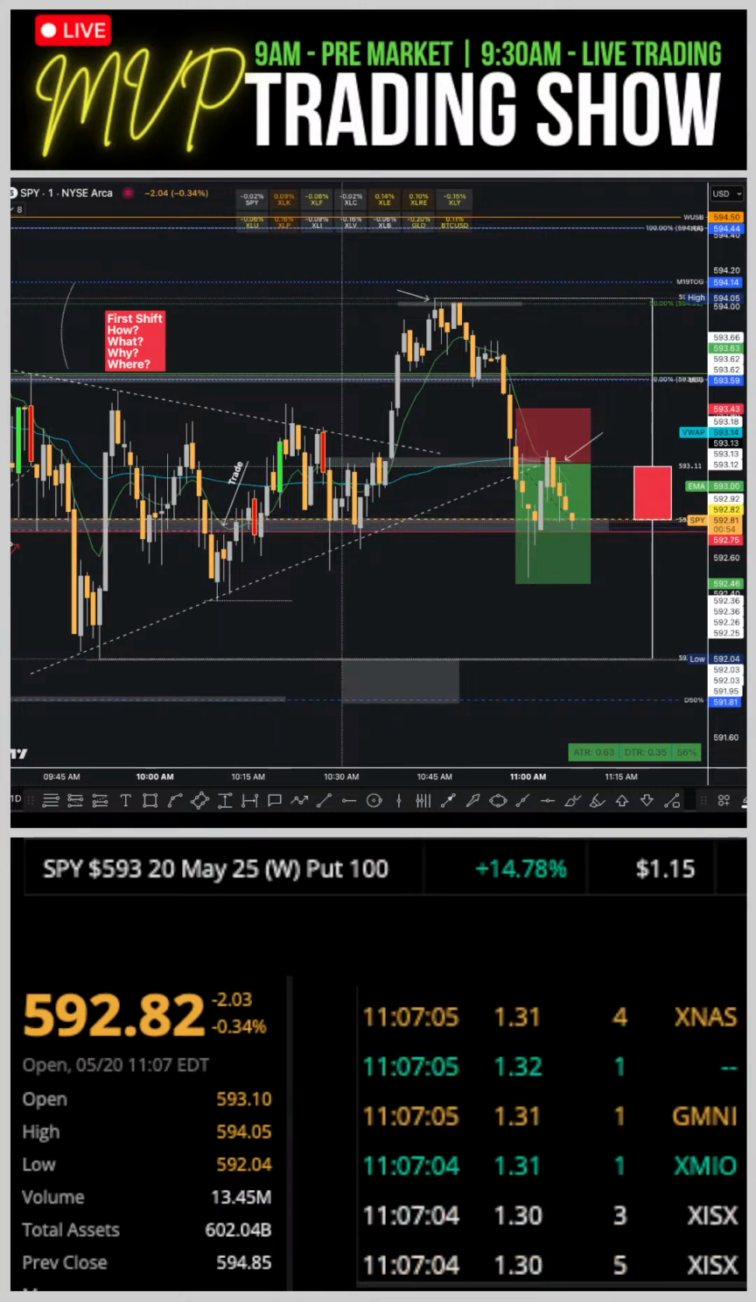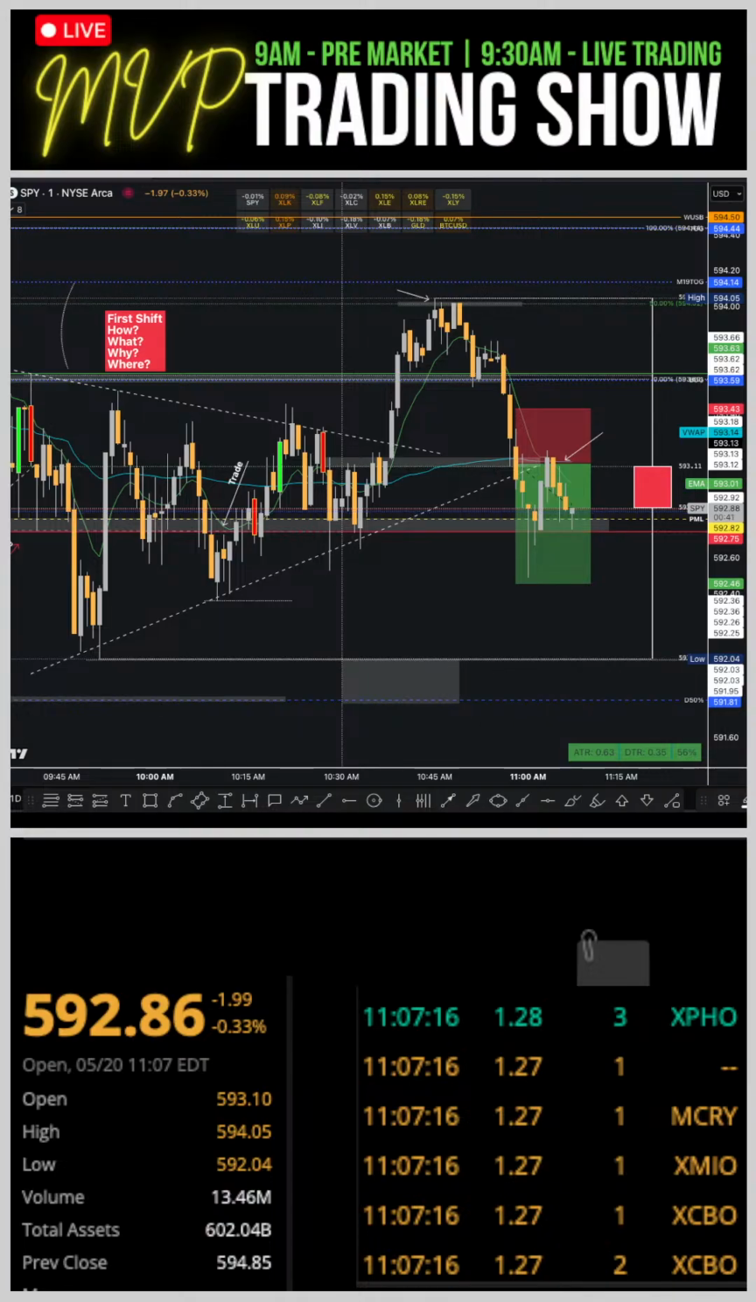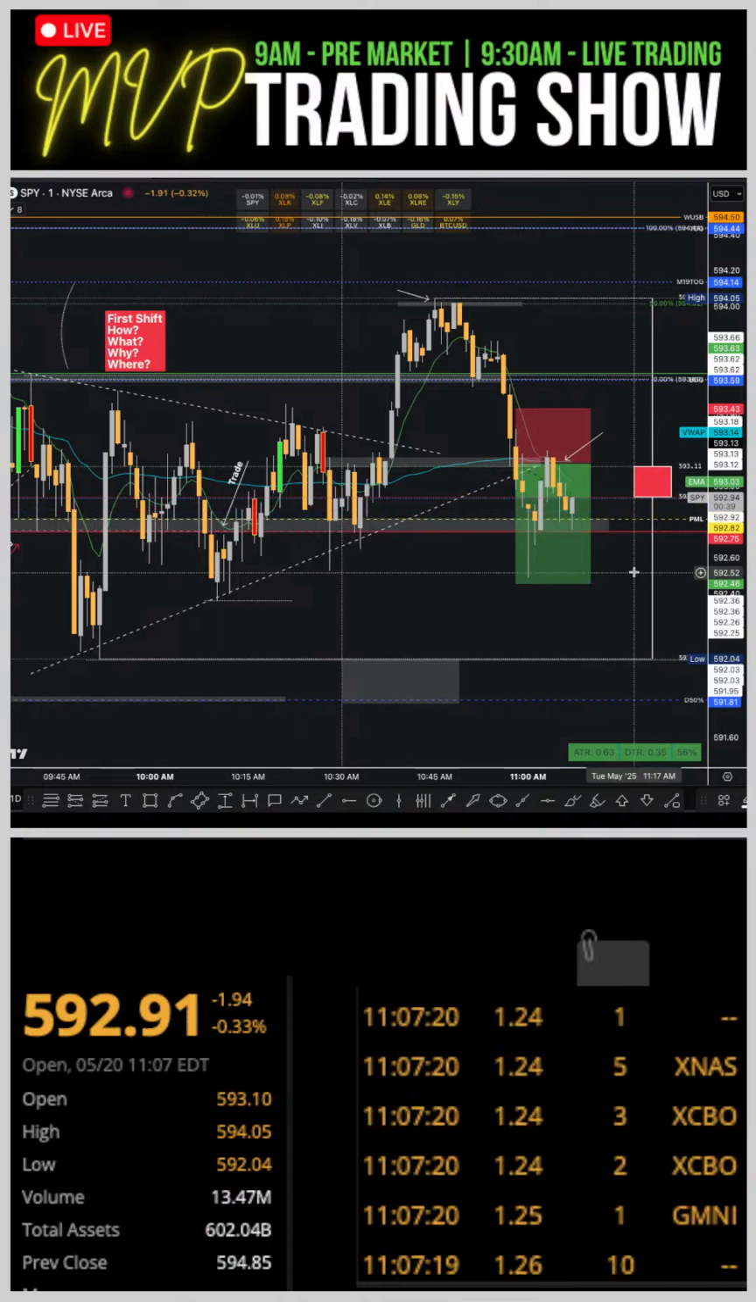See if we get that strong close below that level. We've seen strength in that territory previously, so we want to slice right through it. I'm going to cut it right there. Okay, I'm going to cut it right there.